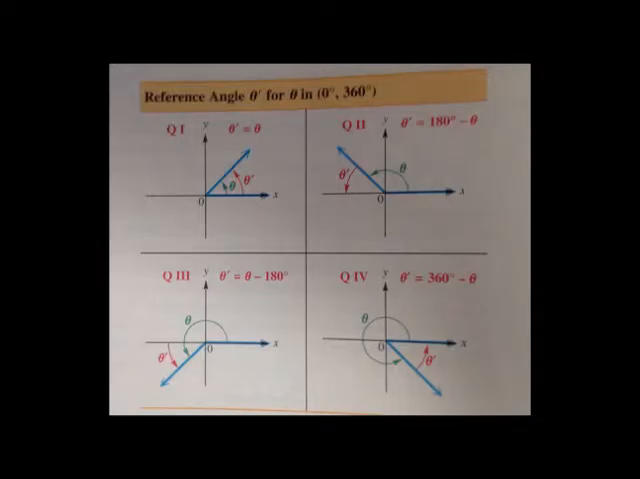So this is 2.2b, and this is just a table of your reference angles. So notice if we have an angle theta, its reference angle is theta. It doesn't change when you're in that quadrant. Here, when we have an angle theta, its reference angle is going to be this one here.